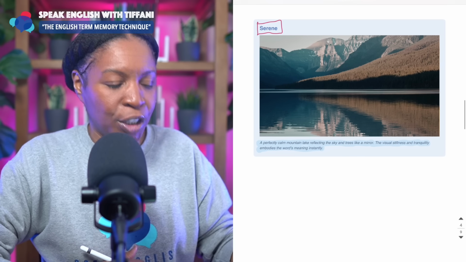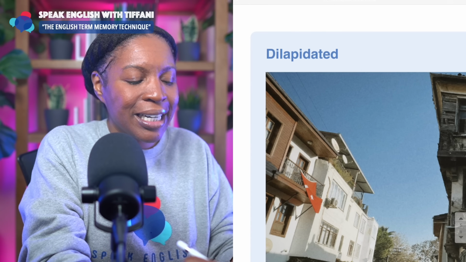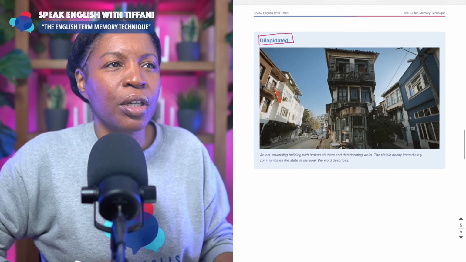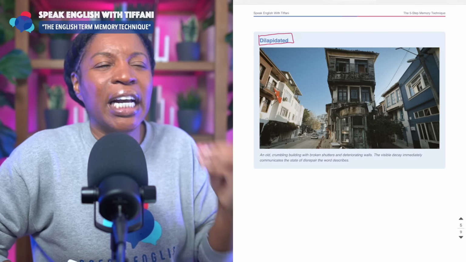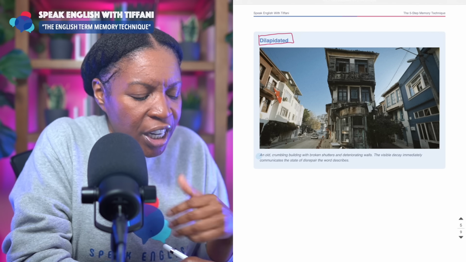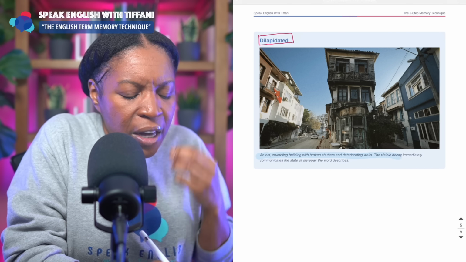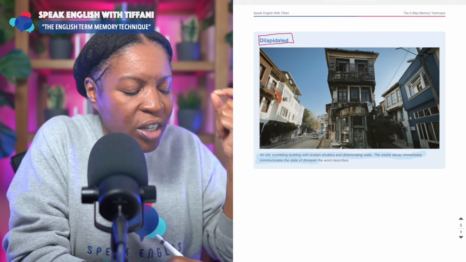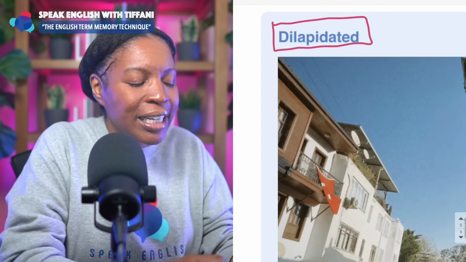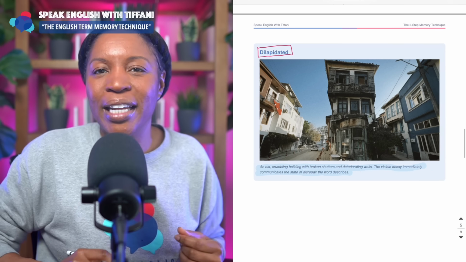Find a matching picture. What about this picture? This picture for the term dilapidated. Now that's a big word, but look at the image, this broken down building. Again, the term is dilapidated. And when you look at the image, you see an old crumbling building with broken shutters and deteriorating walls. The visible decay immediately communicates the state of disrepair that the word describes. This image shows you what the word dilapidated means.